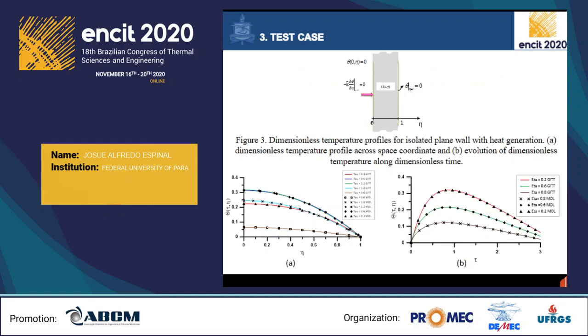Figure 1a and Figure 1b provide, respectively, the spatial distribution and time evolution of the dimensionless temperature, which are directly compared to the method of lines results, with excellent agreement throughout the solution domain.